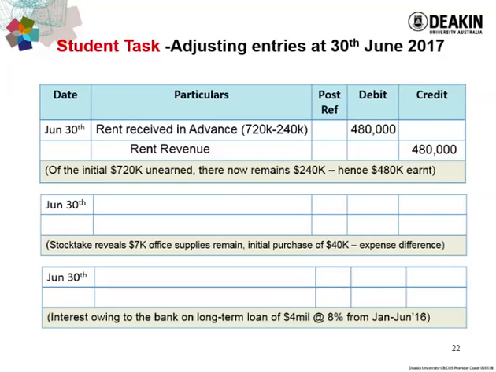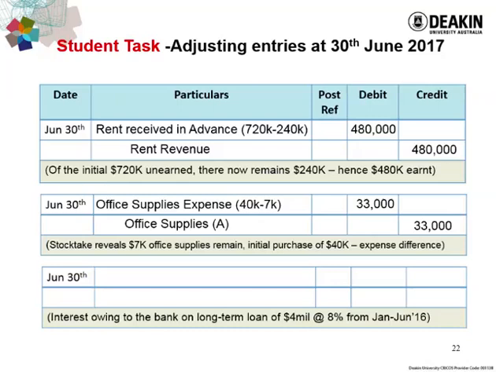Next, a total of $40,000 was debited to the office supplies asset account during the year. At year end, $7,000 of the supplies remains. It means that we have consumed 33k of office supplies. So we debit office supplies expense, credit office supplies at 33k.